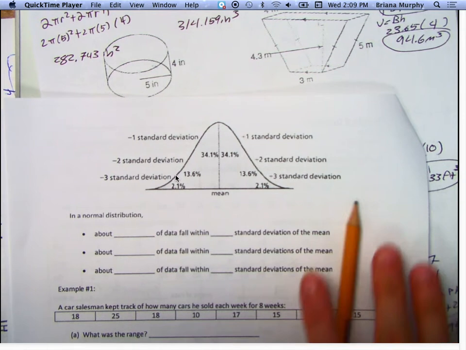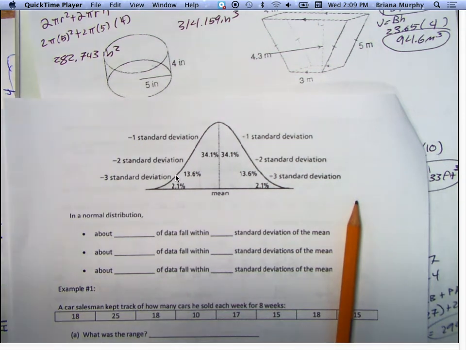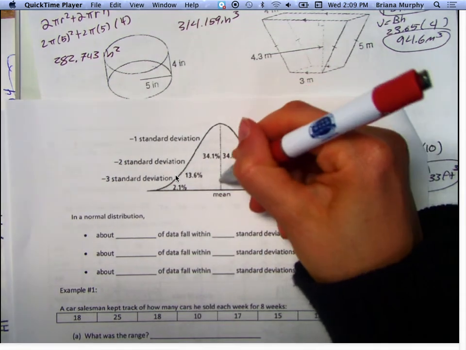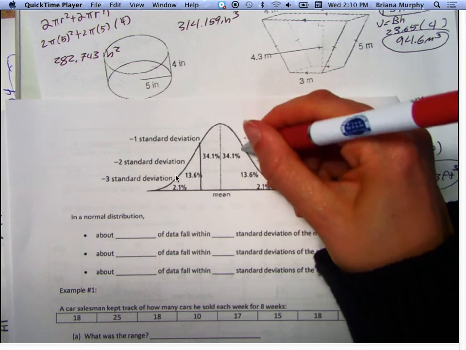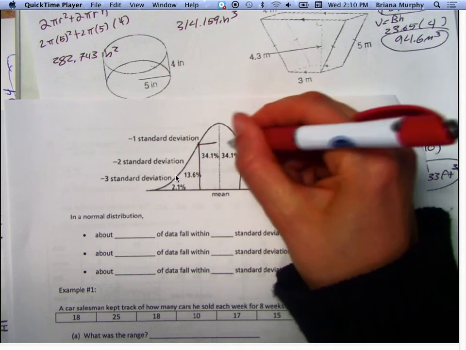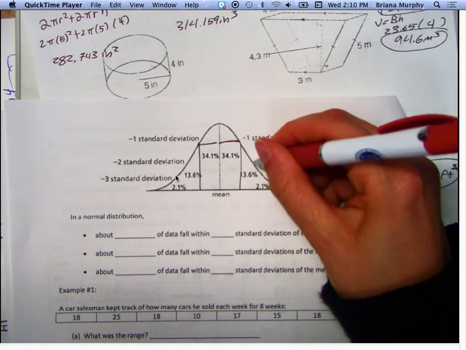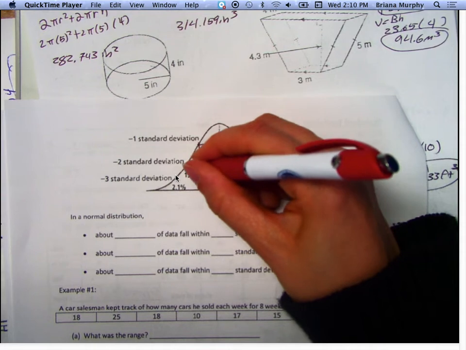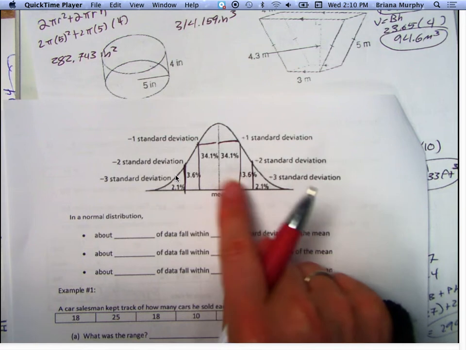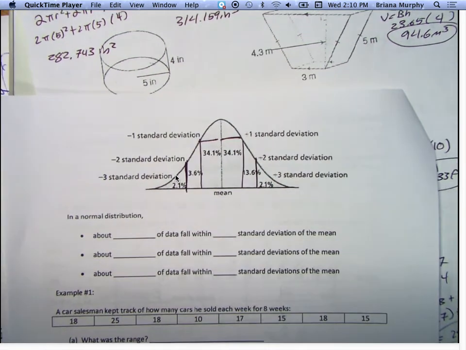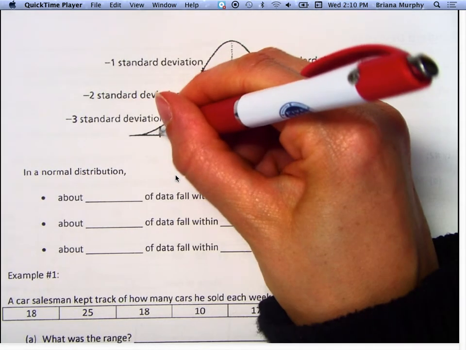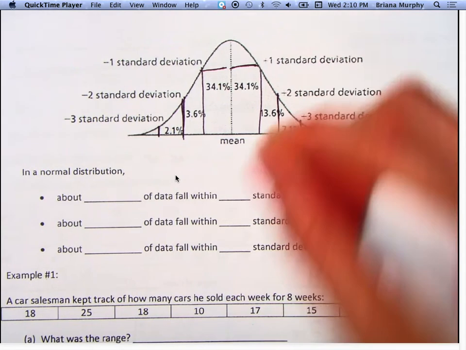Okay, so this did not copy great, so let's go over this. This is the very middle, this is the mean. And then here is my middle. This is a standard deviation in each direction, -1, +1. This is 2 standard deviations, 13.6 on each side. I'm going to zoom in a little bit. Yes, please put the lines in. And then right here, this is the 3rd standard deviation, 2.1 on each side.